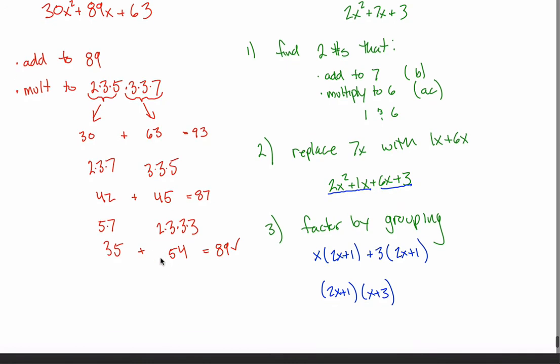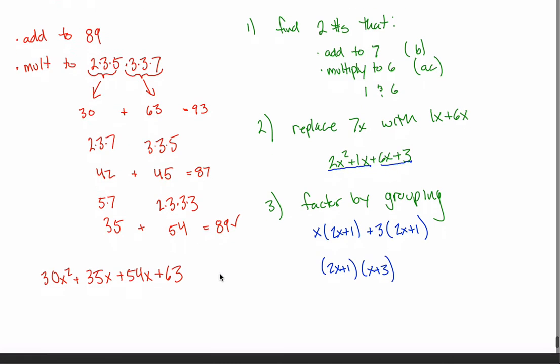I guess I should finish at this part, but once I finish step 1, really it's not too bad. The two numbers that I found are 35 and 54, so I would say 30x squared plus 35x plus 54x plus 63 is what I get at the end of step 2 when I replace my middle term with the two new terms that I created from the numbers that I found in step 1.